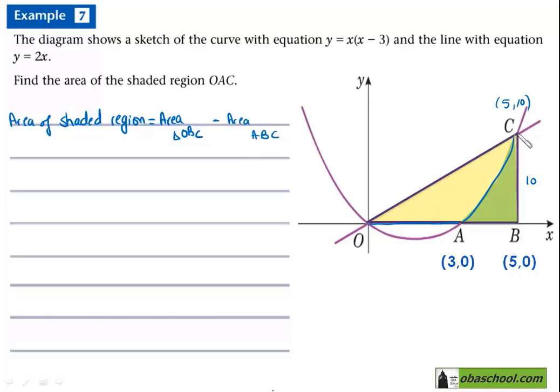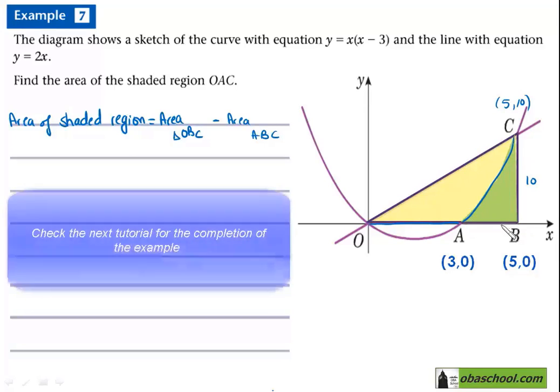Again, let's see how we thought about it. First, we have this shaded area, and we said that the full area is the area of the triangle OBC, which is easy to acquire by using the formula base times height divided by 2. Then we remove the area here, which is between the curve and the x-axis. It is ABC. We will continue this in the upcoming tutorial.